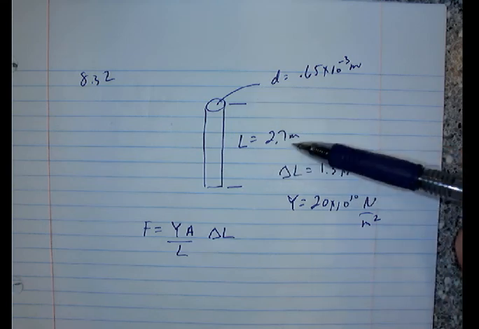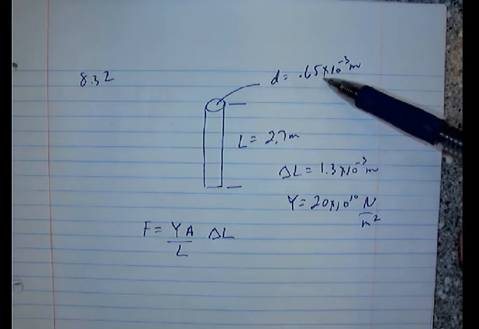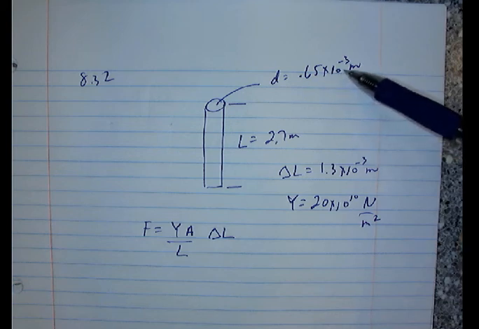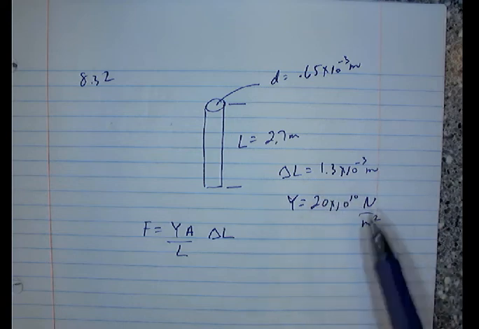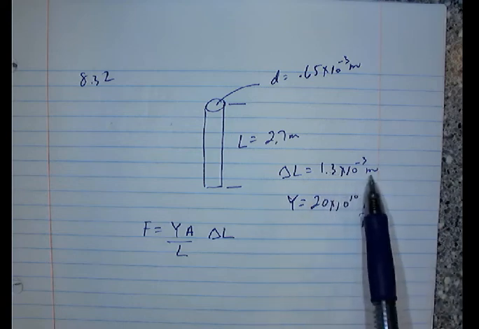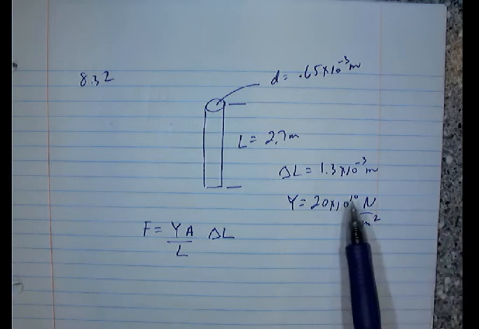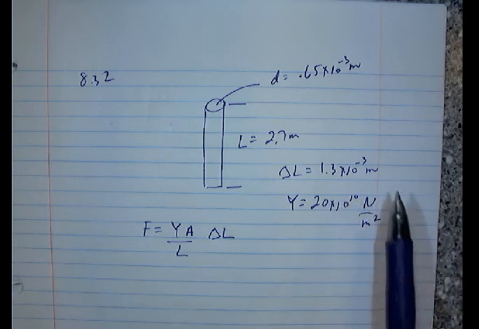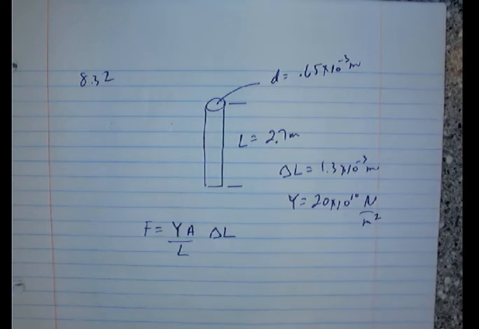Okay, so here's my wire. It's 2.7 meters long. The diameter of the wire is 0.65 millimeters, so milli means times 10 to the minus third. Just be careful with the units. We're stretching this by 1.3 millimeters, so again times 10 to the minus third in meters. Young's modulus is given in the problem for steel, 20 times 10 to the 10th newtons per square meter.